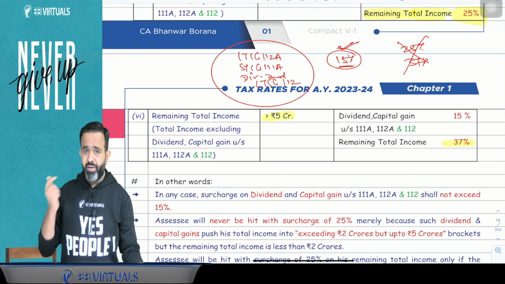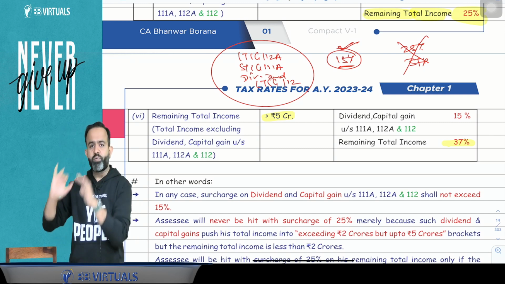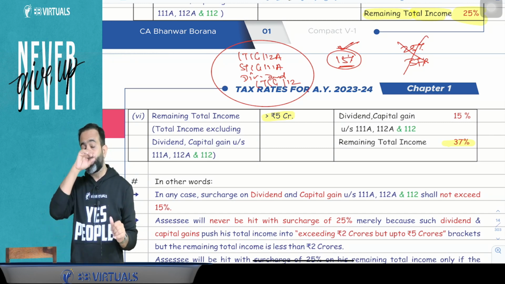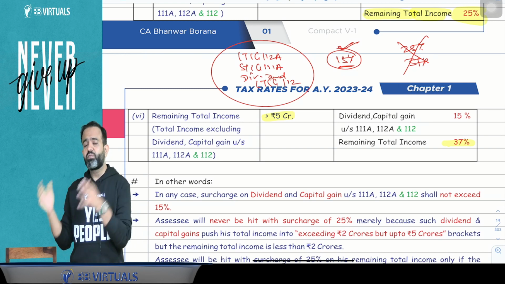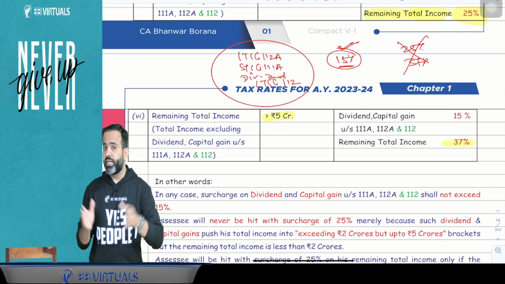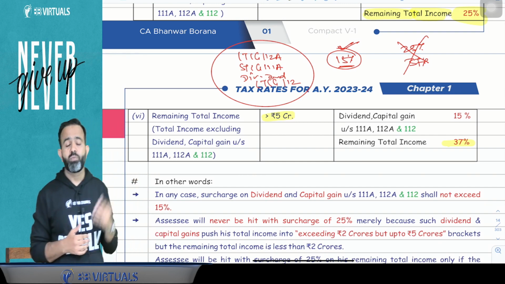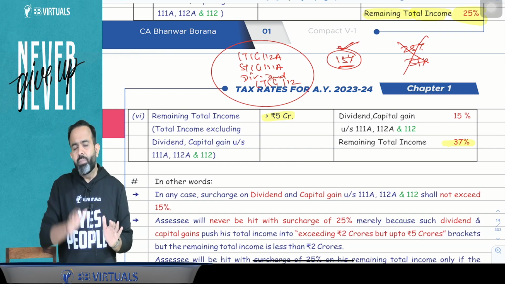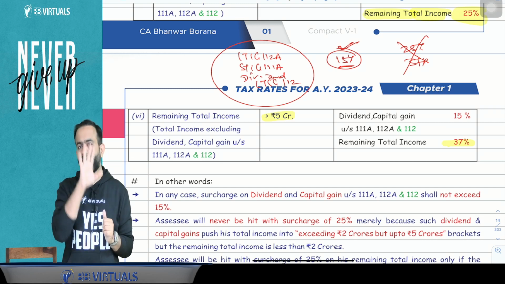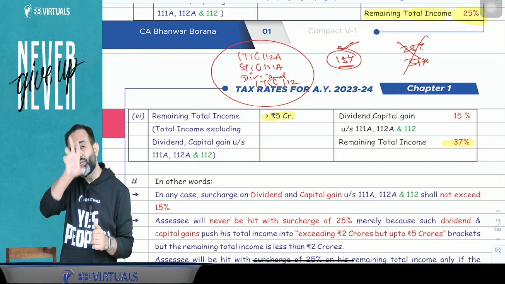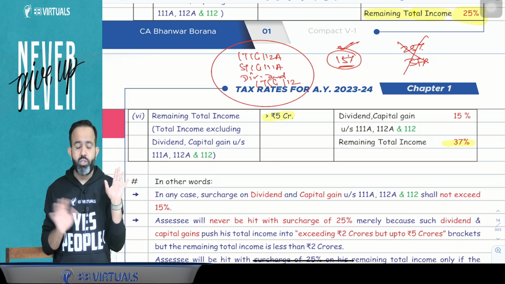So what I have explained, all people pay attention. It's very simple. First, if your total income is up to 50 lakh, there is no need to add the surcharge. If your total income is more than 50 lakh up to 1 crore, then surcharge is applicable at the rate of 10%. More than 1 crore up to 2 crore, 15%. More than 2 crore up to 5 crore, 25%. And more than 5 crore, 37%. But always remember, if there is LTCG under 112, 112A or STCG under 111A or dividend income, on the tax on this specified income, the maximum surcharge can be 15%, not more than that.